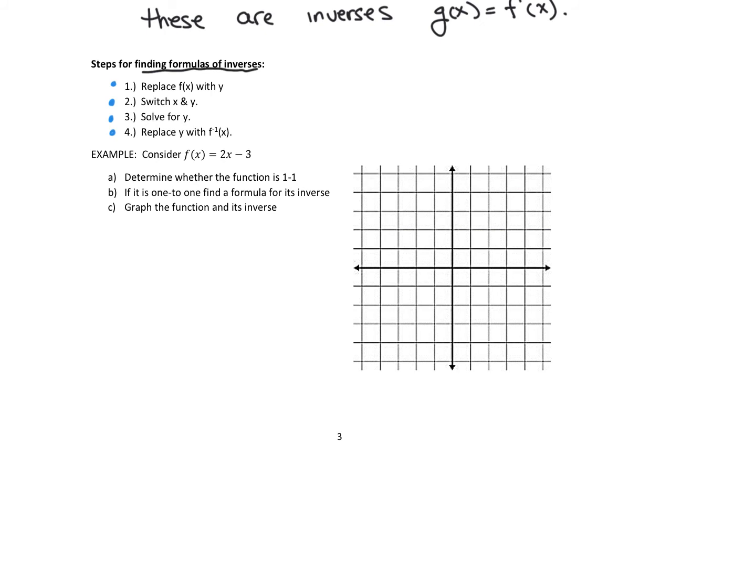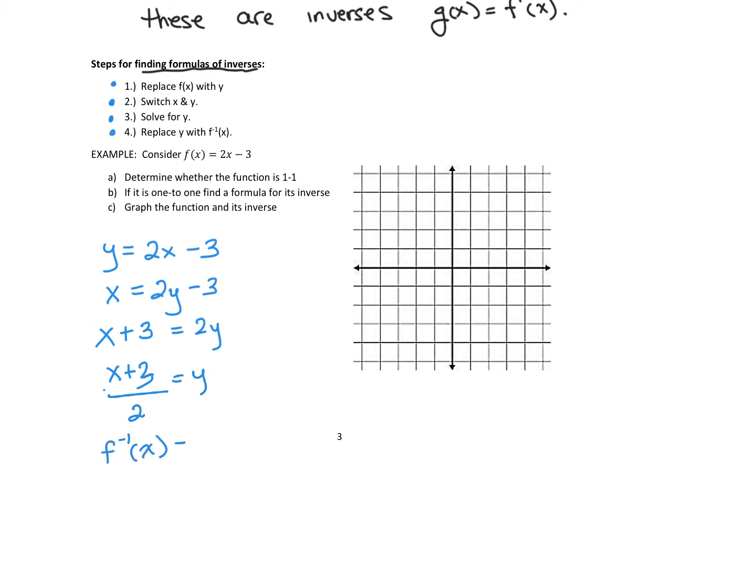And I am going to first replace the f of x with y. And then I will switch the x and the y. And then I'll begin to solve for y. So I will add 3, and then I will divide by 2. And then rather than calling it y, I will call it f inverse of x. And I'm actually going to write this as x over 2 plus 3 over 2.